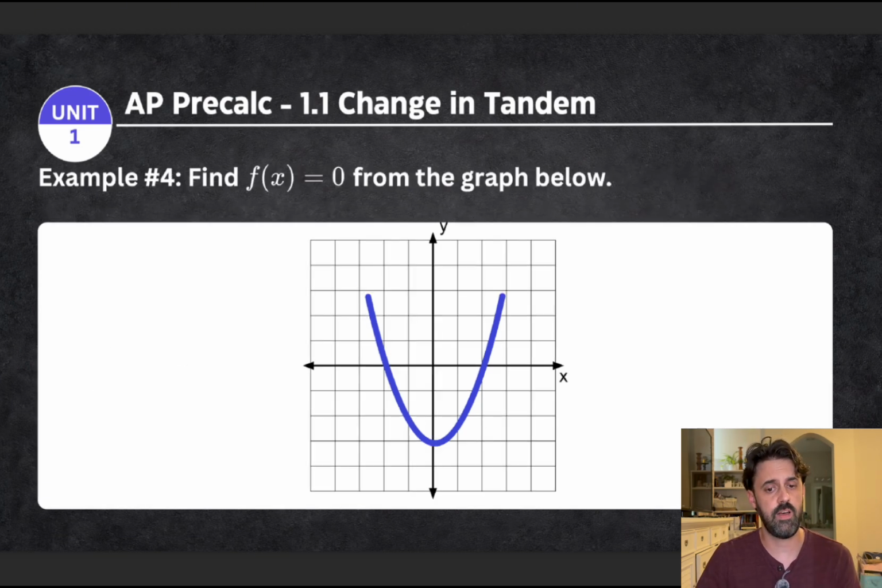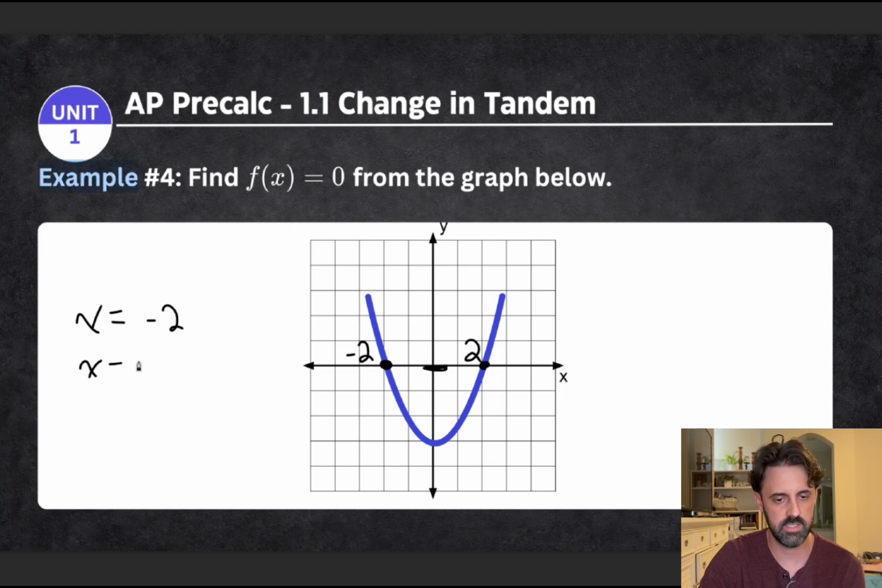Up next, now we're going to find when f of x is 0. So that's our y coordinate of 0. And so if we're on the x-axis, y is 0. And so that's going to occur right here at x equals -2. There's a y value of 0. But also over here to the right, there's an x coordinate of +2 when y is 0. And so our answers here would just be x equals -2 and x equals +2.